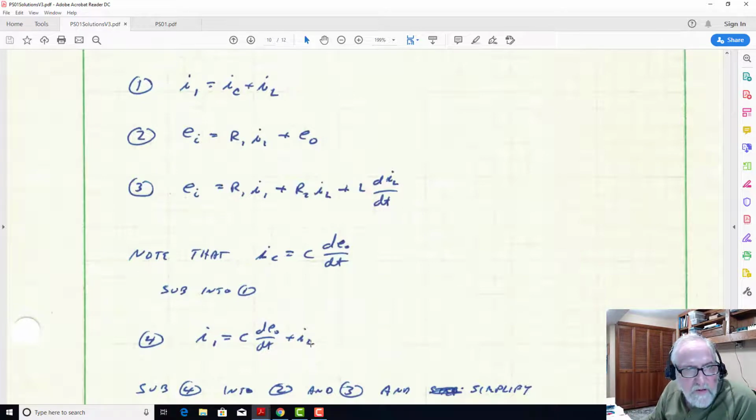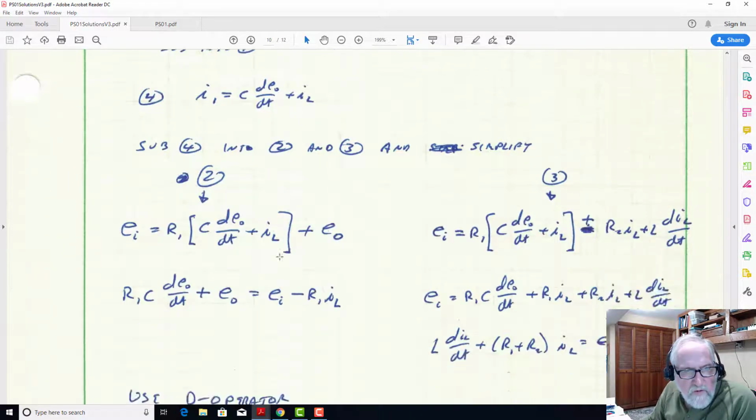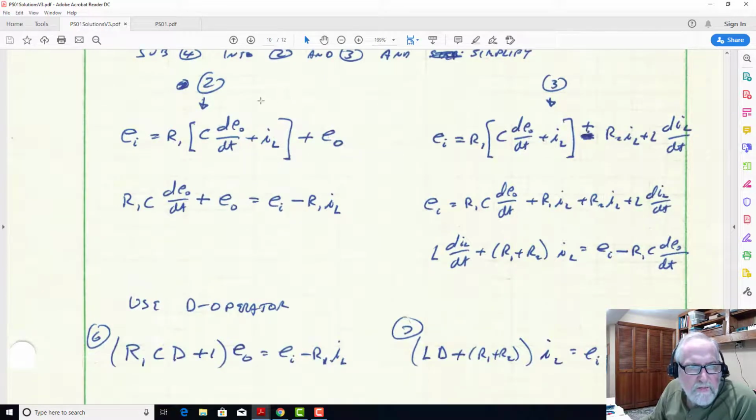So the first thing I'm going to do is get rid of I sub 1. I sub 1 here is nicely defined in terms of E sub O and I sub L. So substitute that into equations 2 and 3 to get us two new equations. So I did both of these in parallel. I substitute that I sub 1 into the second equation and get this first order differential equation in E sub O, E sub I, and I sub L.